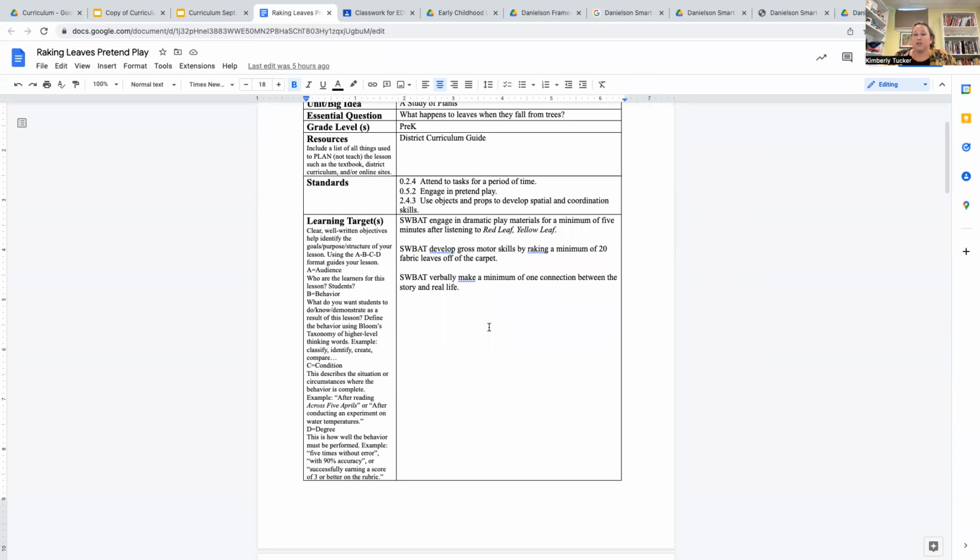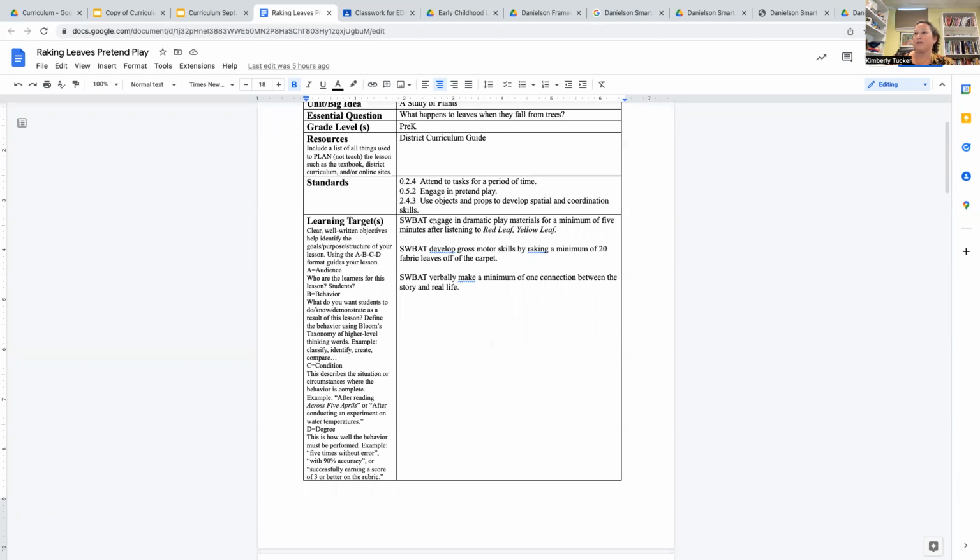You may have learned in one of your other classes that a good learning target has four elements: the audience, which will always be students for us; the behavior, what we want students to know or be able to do by the end of the lesson; the condition, the circumstances where we know the behavior is complete, like after doing something; and the degree, that's what makes it measurable.